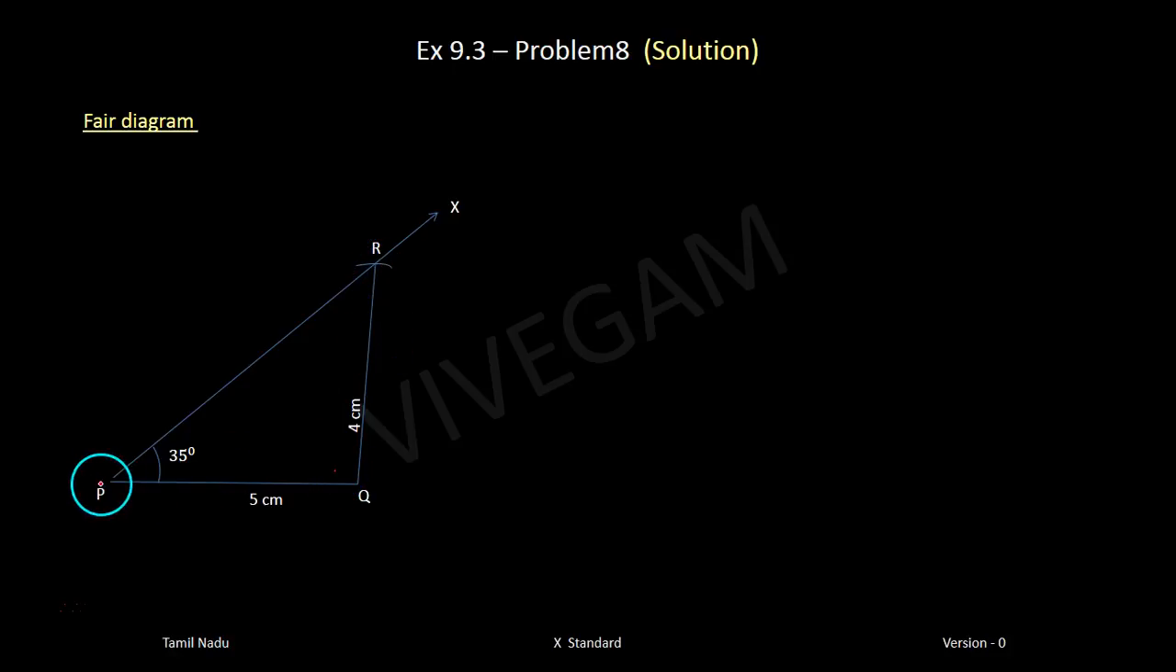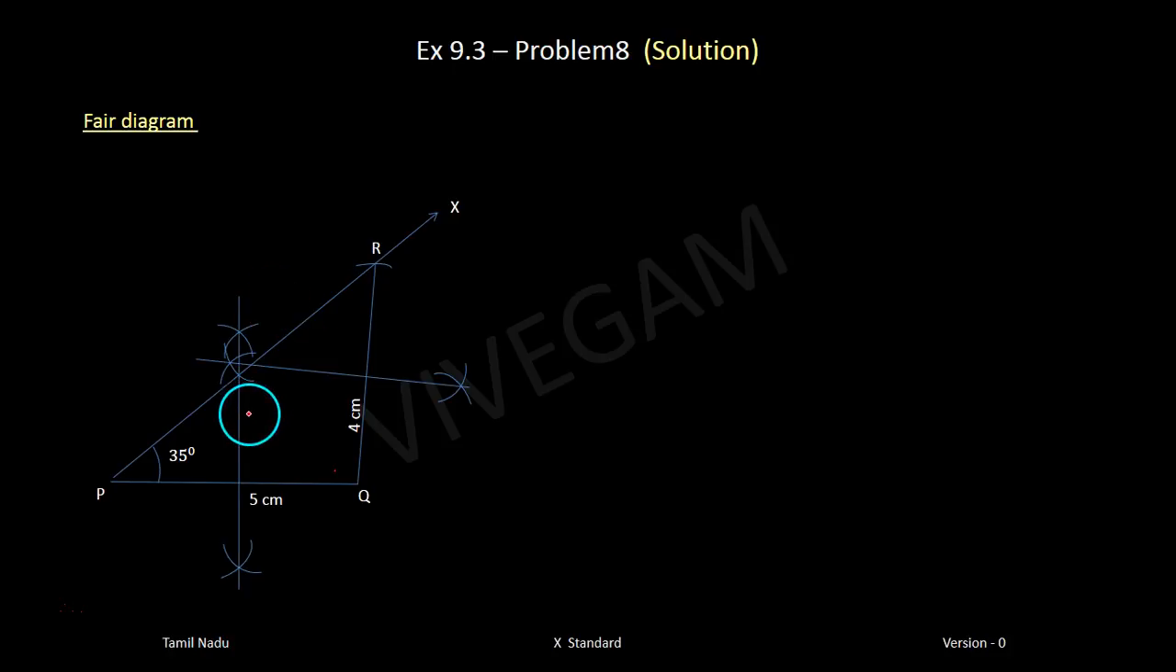Let me repeat. So first you are drawing this line PX at an angle of 35 degrees. Then with Q as a center and the radius of 4 centimeter, draw an arc intersecting the line PX, and that point is R. Join PR. Now we have 3 points PQR as well as two sides PQ and QR. So you'll have to draw the perpendicular bisector of PQ and the perpendicular bisector of QR.